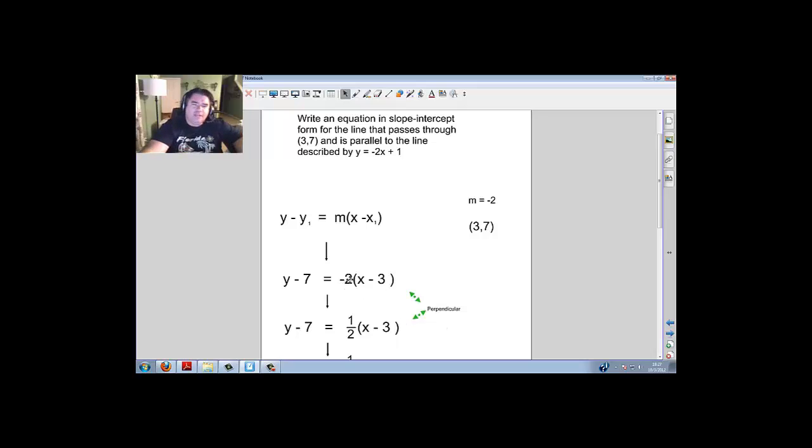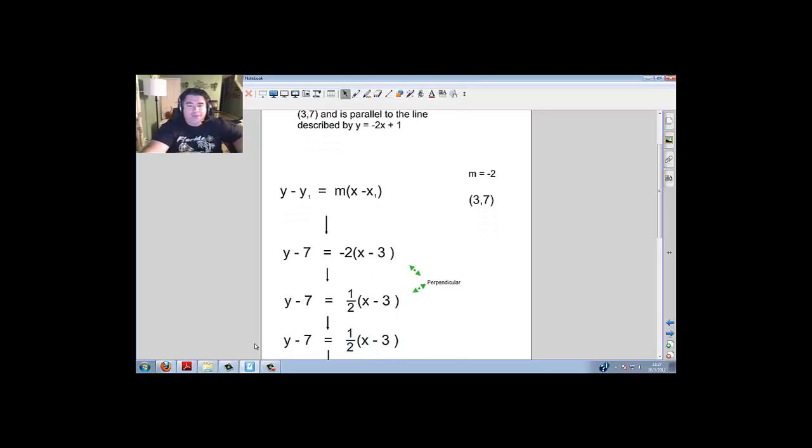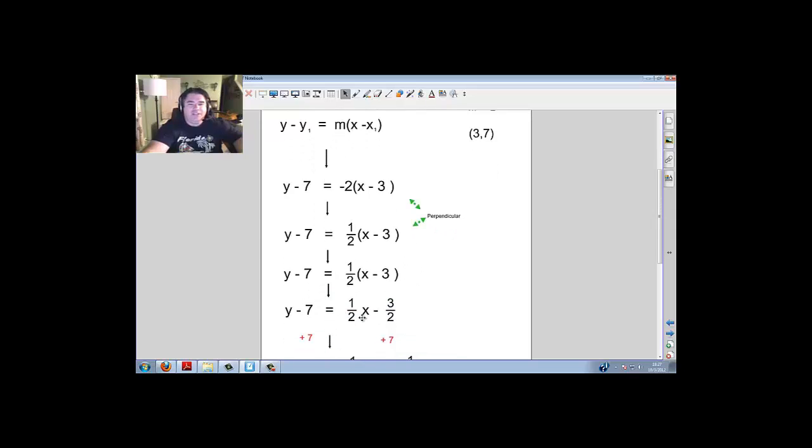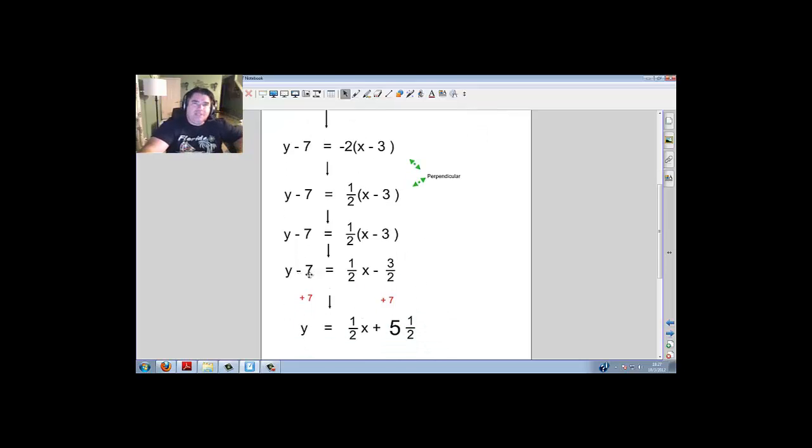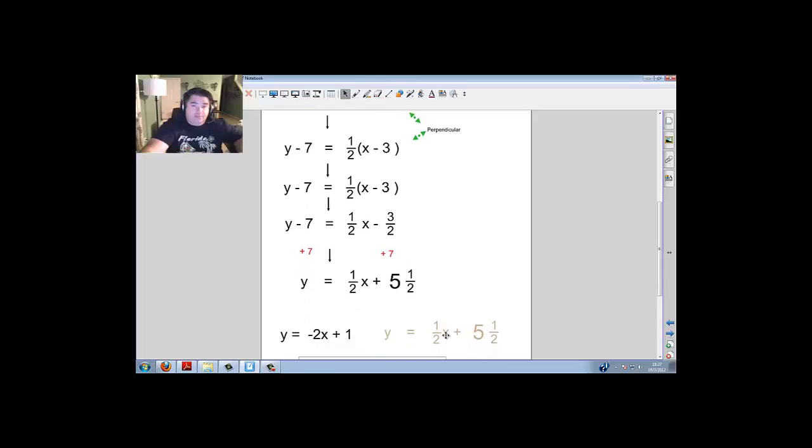Anyway, so negative 2 times x, well now it's half times x. So y minus 7 stays the same. Half times x is half x. Half times negative 3, I put as negative 3 halves. If you put negative 1.5, again, I'm not going to fight you on it. That's fine. Now instead of minus 7, plus 7, and plus 7 over here, for me, I got y equals half x plus 5.5. I do insist that you keep this as a fraction for now because it's going to make graphing so much easier. But if you want to have 5.5, dandy.